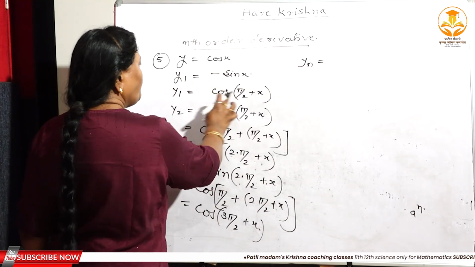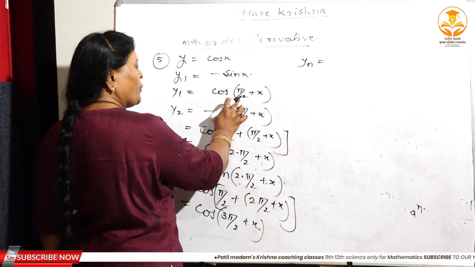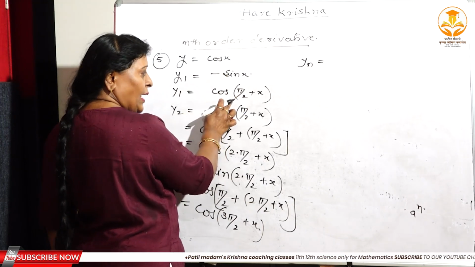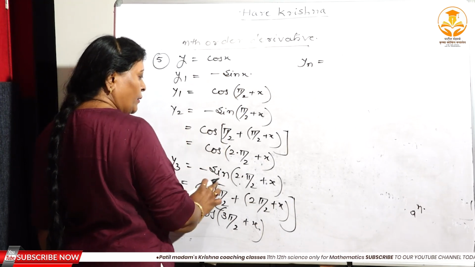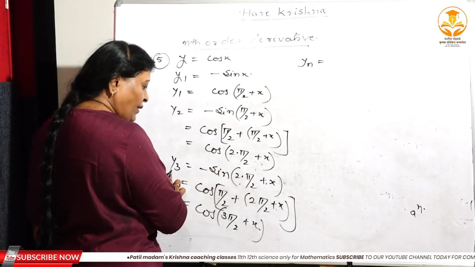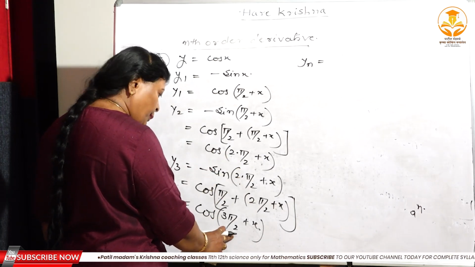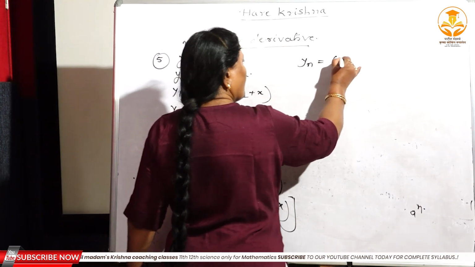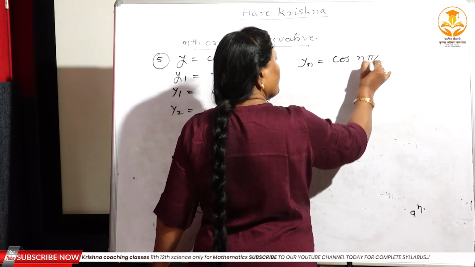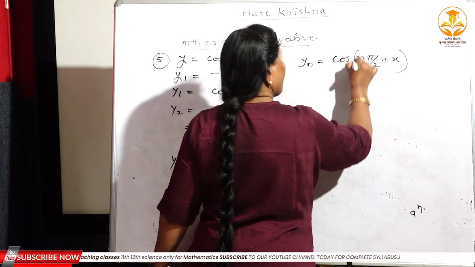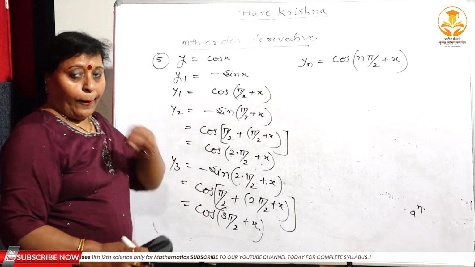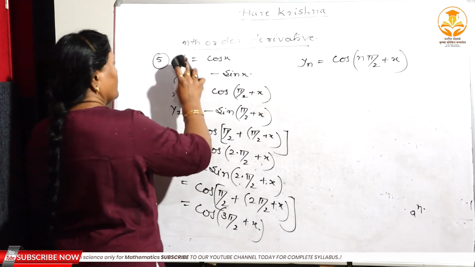See, first order: cos of pi by 2 plus x. Cos is there, cos has come here. y2 again cos of 2 pi by 2 plus x, y3 cos of 3 pi by 2 plus x, yn cos of n pi by 2 plus x. Right? This is the fifth one. Again I will take the sixth one.